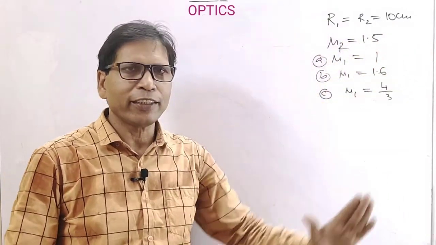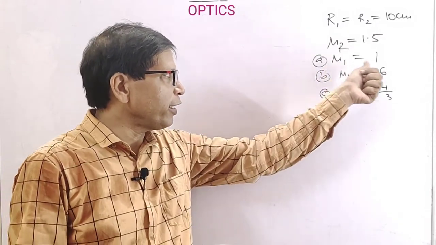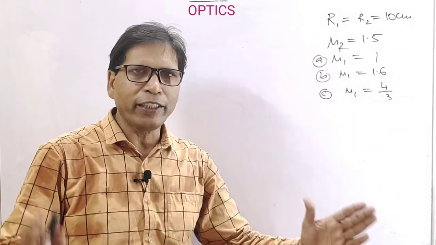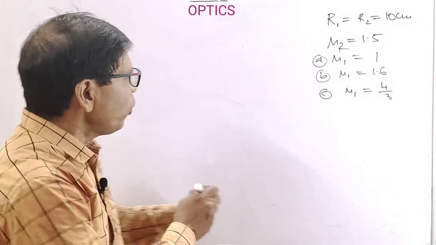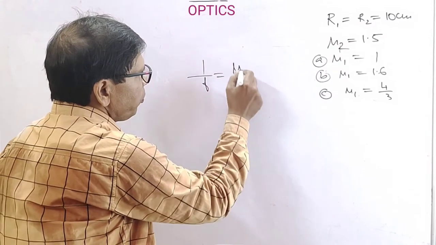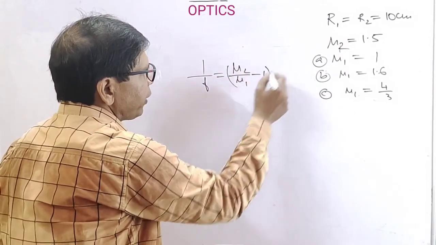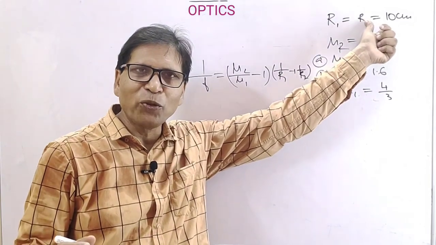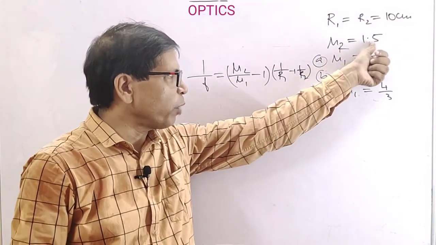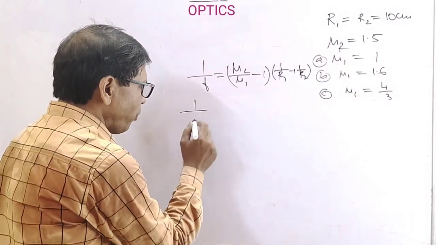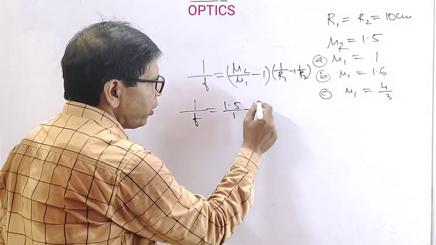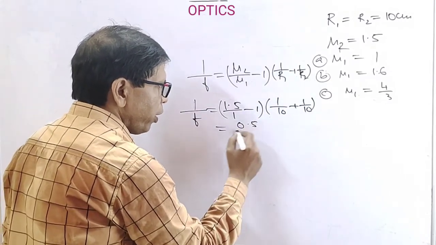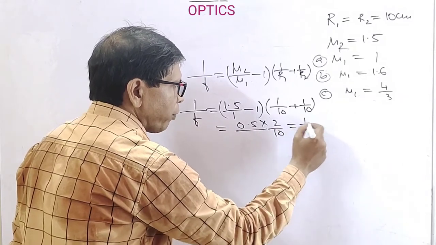Now next, the radii of curvature of an equiconvex lens are r1 equals r2 equals 10 cm, and it is a glass lens. We have to calculate the focal length of the lens in air, in a medium of RI 1.6, and in a medium of RI 4/3, that is, in water. Now first case, look at this, 1 by f equals mu2 by mu1 minus 1 into 1 by R1 plus 1 by R2. Now here R1 equals R2 equals 10 cm, mu2 equals 1.5 and mu1 equals 1. So 1 by f equals 1.5 minus 1 into 1 by 10 plus 1 by 10. Okay, so 0.5 into 2 by 10, so this is 1 by 10.